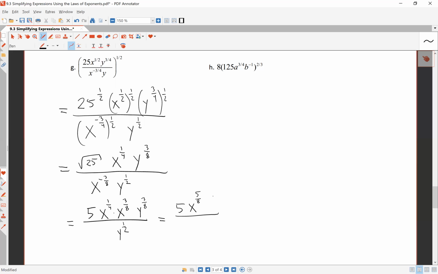And then y to the 3/8 divided by y to the 1/2, those subtract. That's y to the 3/8 minus 1/2, which is 3/8 minus 4/8, which is -1/8. We'll go ahead and place that negative exponent right back down in the bottom, leaving us with 5x to the 5/8 divided by y to the 1/8.